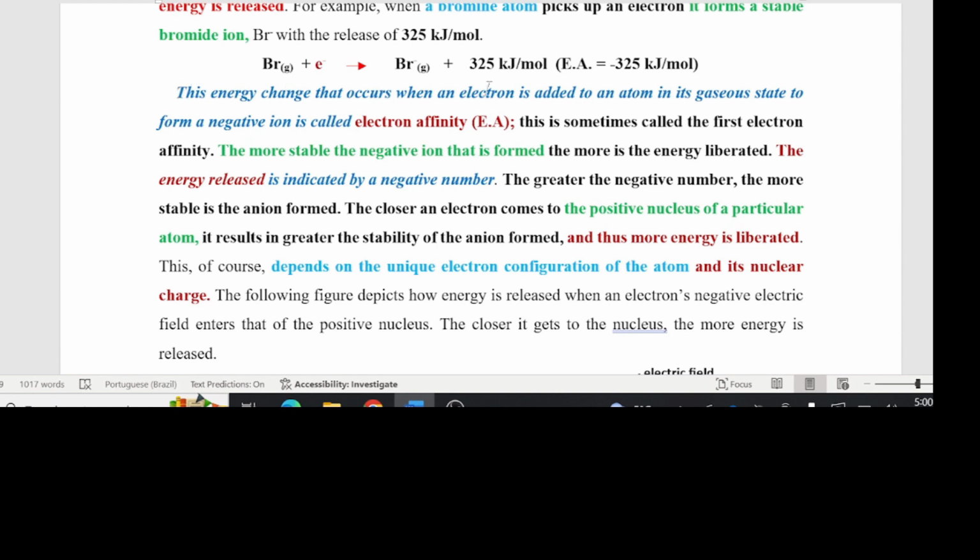Now, I've written a lot of stuff here. The energy change that occurs when an electron is added to an atom in its gaseous state to form a negative ion is called electron affinity. This is sometimes called the first electron affinity. The more stable the negative ion that is formed, the more energy is liberated. The energy release is indicated by a negative number. The greater the negative number, the more stable is the anion form. The closer an electron comes to the positive nucleus of a particular atom, the greater the stability of the anion form and the more energy is liberated. This, of course, depends on the unique electron configuration of the atom and its nuclear charge.